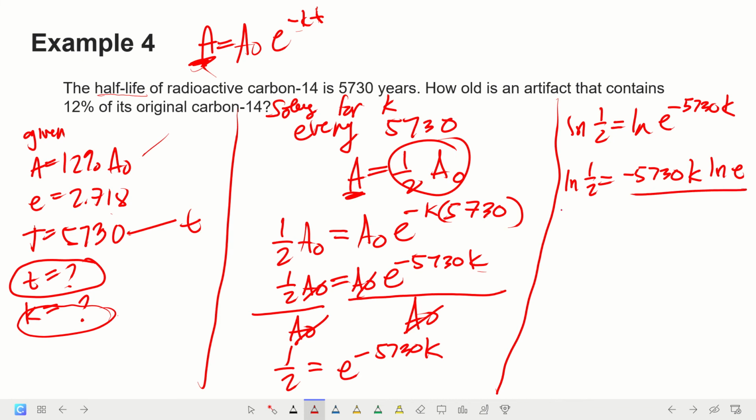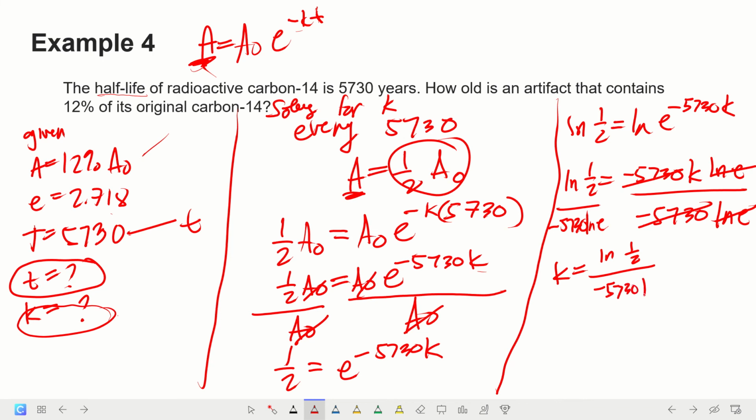So, divide both sides by negative 5,730 times the natural logarithm of e, so that we can eliminate this from this side. So, k is equal to the natural logarithm of 1/2 divided by negative 5,730 times the natural logarithm of e. So, plug this in your calculator.